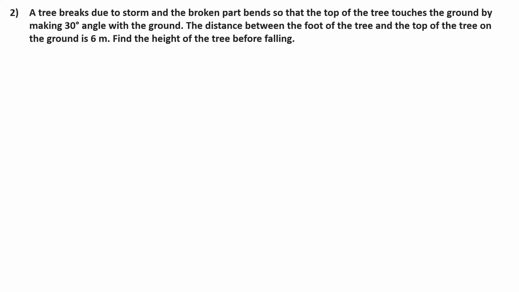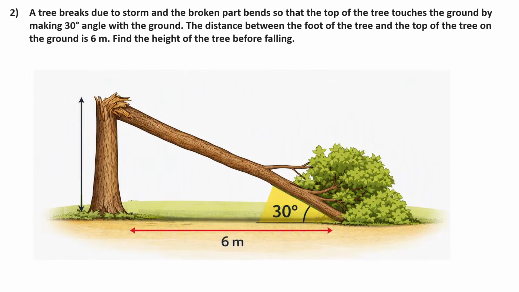It's very interesting. If you see the question, it is too long, but if you see this diagram, your doubts will be cleared. Now, in the diagram, you can see there is a tree broken due to wind or storm, right? You can see it very clearly, and the top of the tree is touching the ground and making an angle of 30 degrees with the ground level.